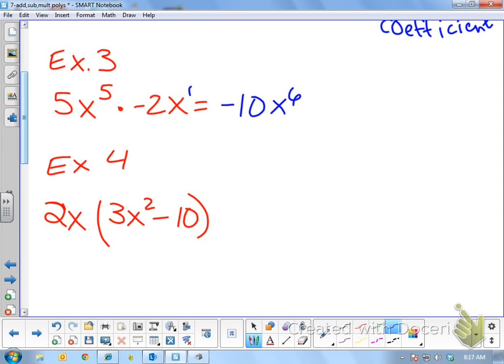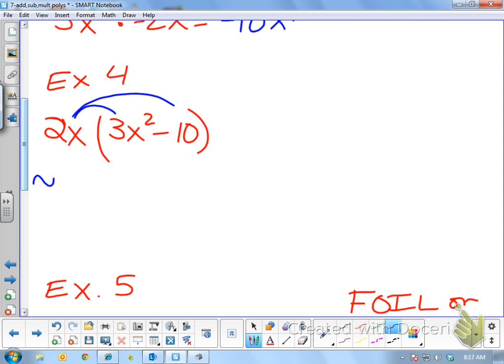So we're distributing this in. Now I'm going to write in our mental step. It's something you don't actually have to write down when you're doing the problem, but this is what we're thinking as we're working through it. First we're thinking I have to multiply 2 times 3x squared. Then we're thinking I have to multiply 2x times negative 10.